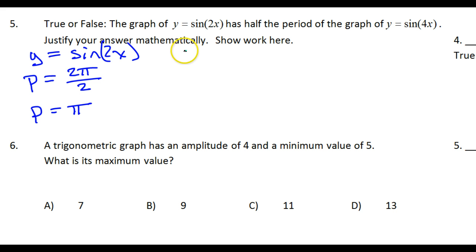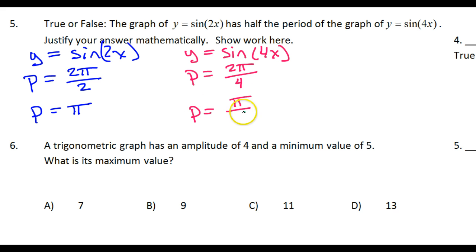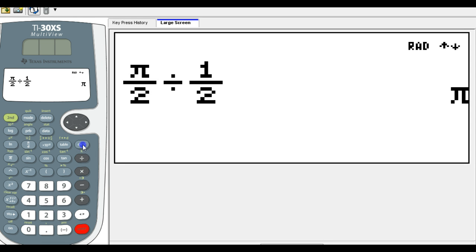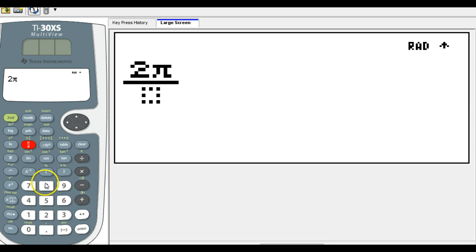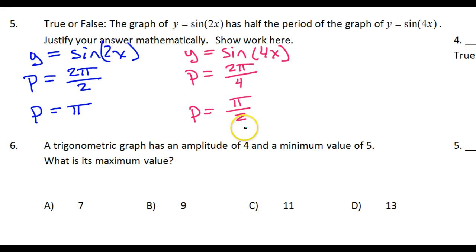So now let's look at y equals sine 4x. Now the period again would be 2 pi divided by the b value. So that would be 2 pi divided by 4. Now 2 goes into 4 twice. So this is going to be pi over 2. If you weren't sure about that for some strange reason, 2 pi over 4, oh look, pi over 2. So you can cheat and use your calculator if you must.